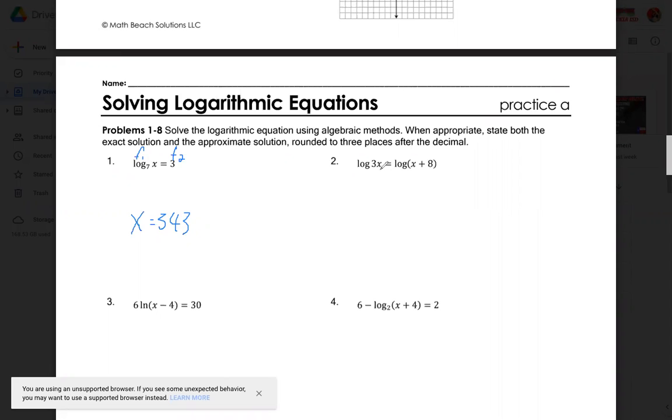Okay, go ahead and look at number 2 now. What do you notice about number 2? Hey, they both have a log. Again, function 1, function 2. When you do that, you get x equals 4.